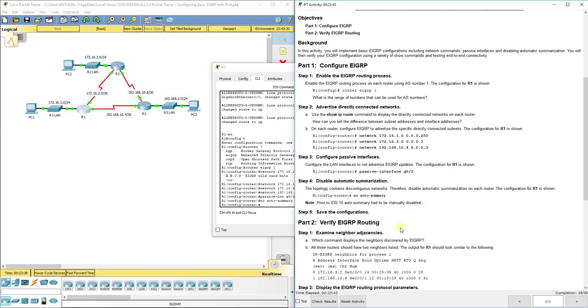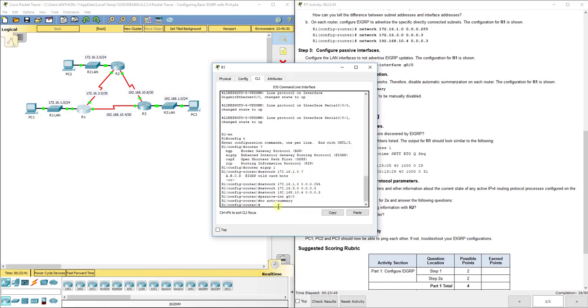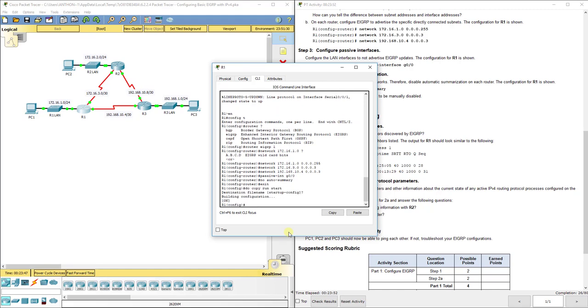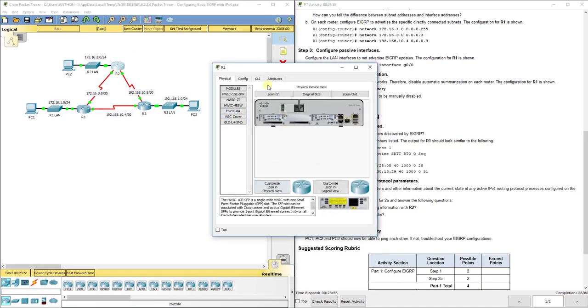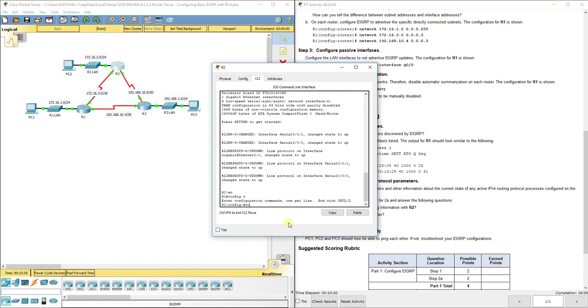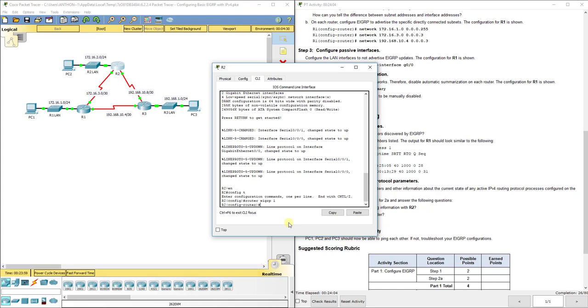Okay. Now, let's save our routing configuration. So I'm going to do a copy run start. Okay. And I'm going to go over to R2. Now, this time I'm going to do the same thing, router EIGRP 1. Okay. And I'm going to type in my directly connected networks.